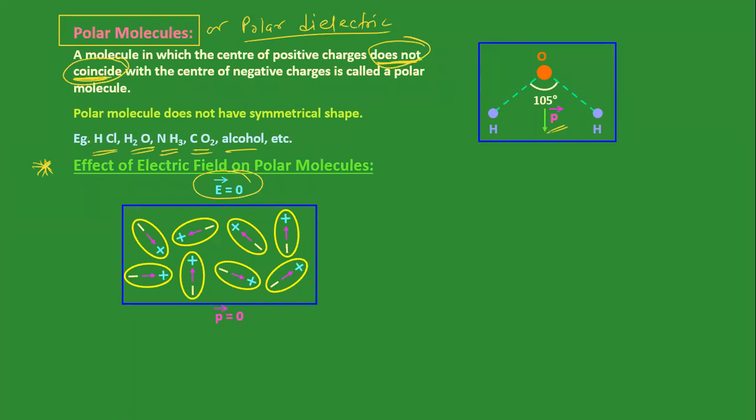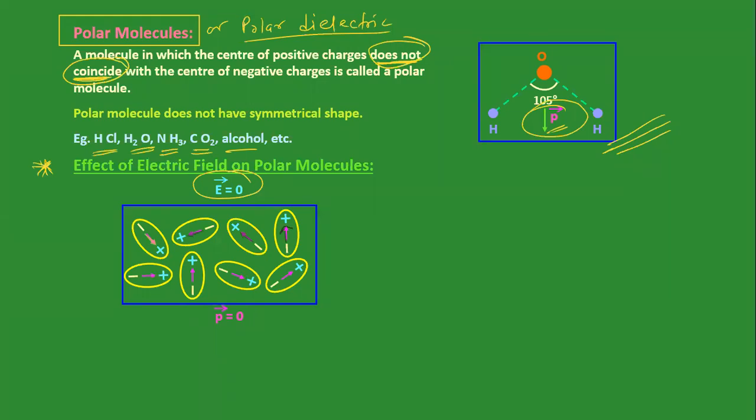So here these dipole moments are arranged randomly. When we are talking about an individual molecule, it has a dipole moment. But when we consider a set of molecules, their dipole moments are aligned randomly. You can see here, for this molecule the dipole moment is in this direction, for this molecule in this direction, and here in this direction.